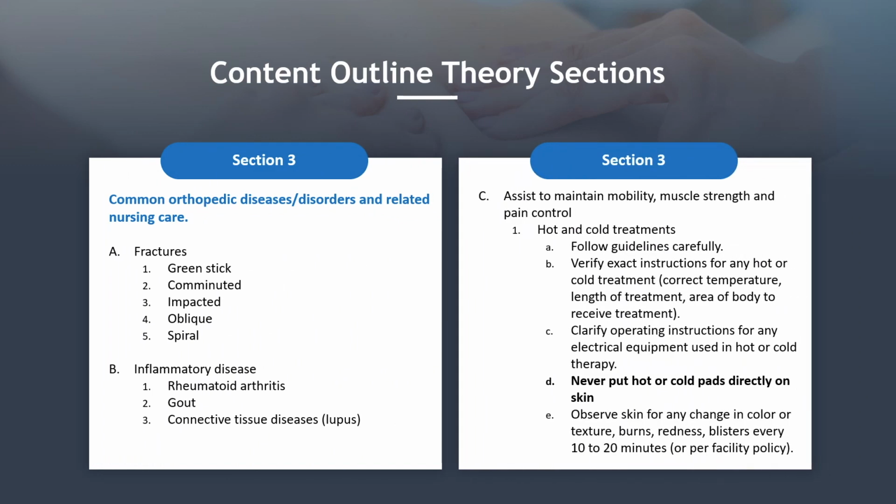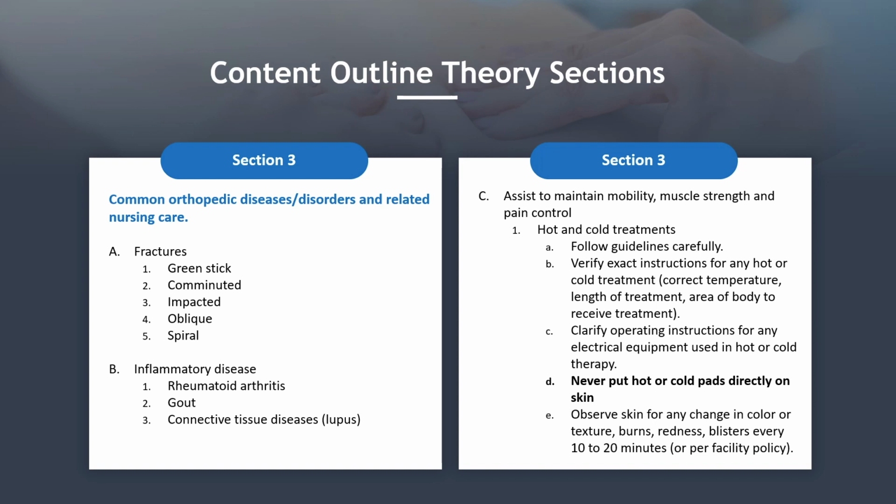Section 3. Common orthopedic diseases and disorders and related nursing care. Fractures: greenstick, comminuted, impacted, oblique, and spiral. Inflammatory disease: rheumatoid arthritis, gout, and connective tissue diseases such as lupus. Assist to maintain mobility, muscle strength, and pain control.